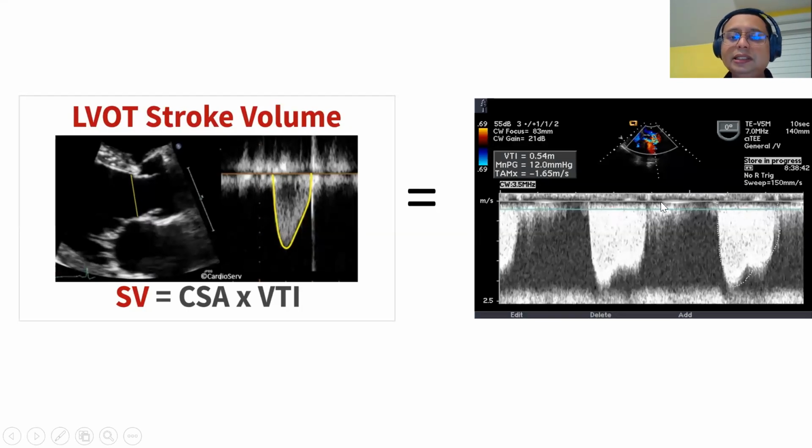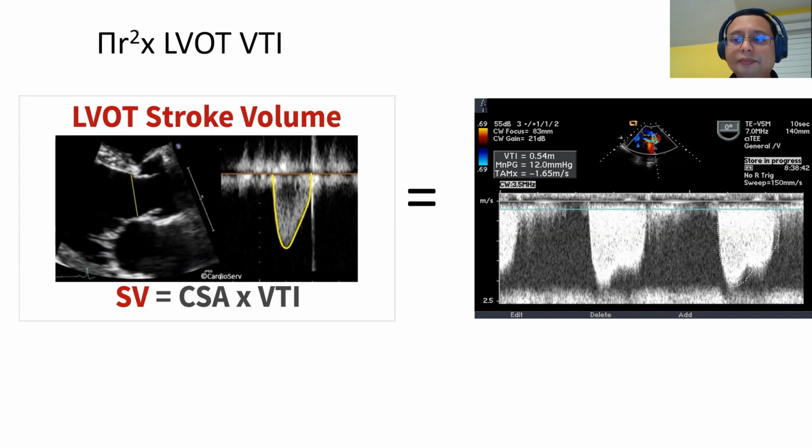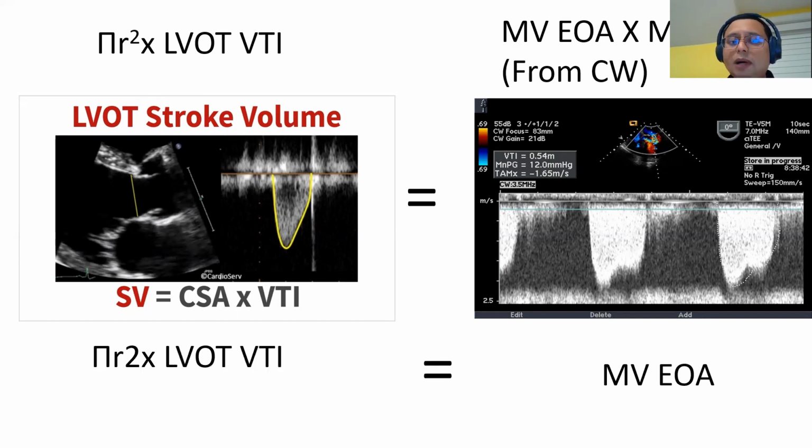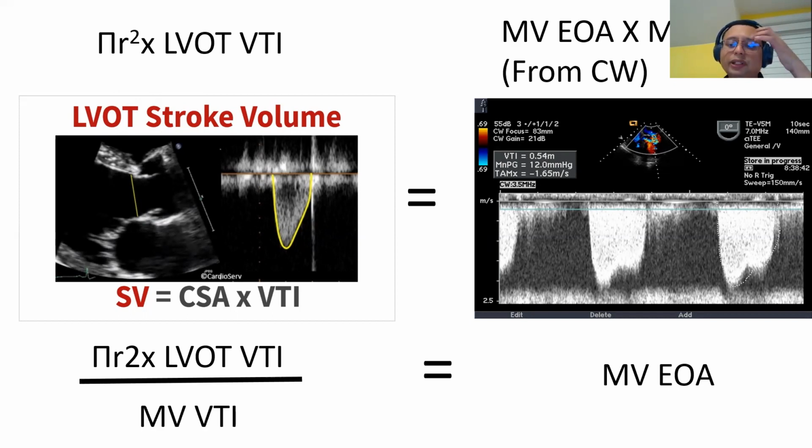If you change this into equation, you can see that pi r squared times LVOT VTI, okay, which is the LVOT stroke volume, is equal to MV effective orifice area times the MV VTI. So you do your MV VTI. So just rearrange the equation, you get your mitral valve effective orifice area is equivalent to pi r squared times LVOT VTI over mitral valve VTI. So you get your mitral valve effective orifice area. So this is the easiest way to do it, and that is the most common way to do it.